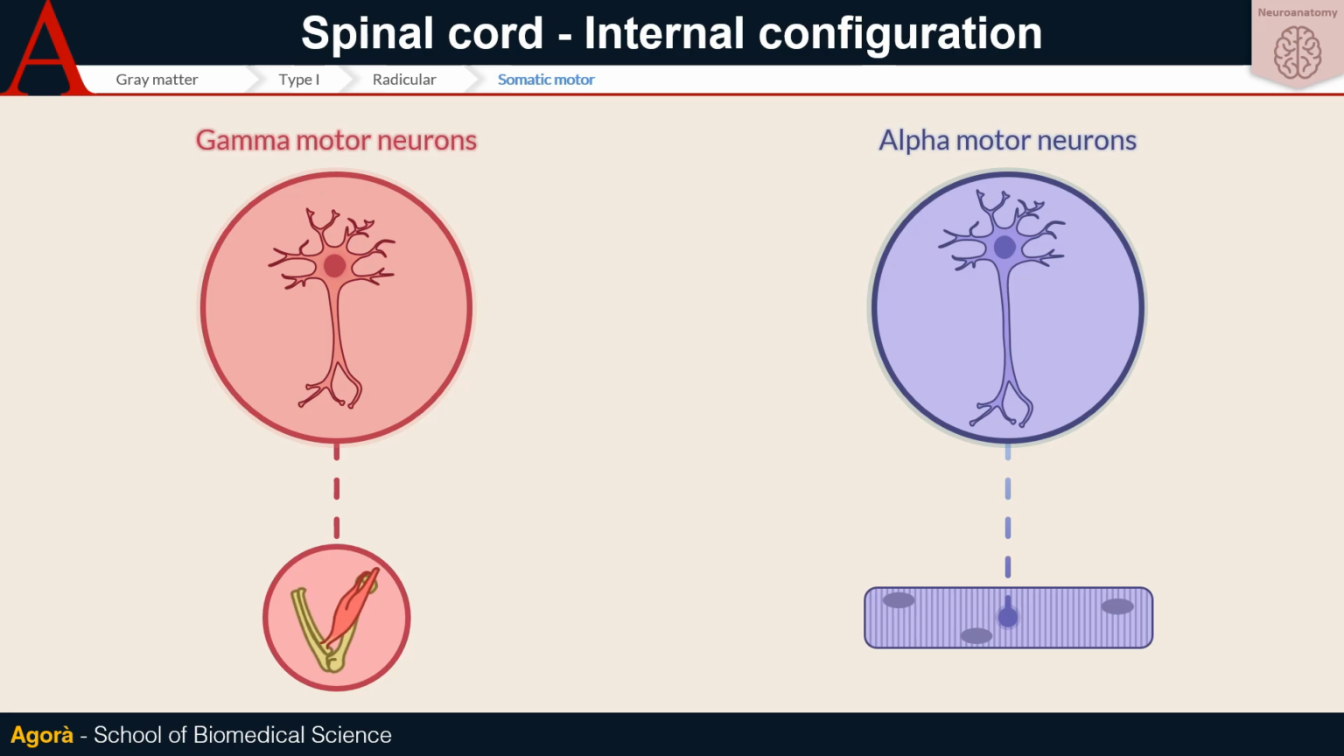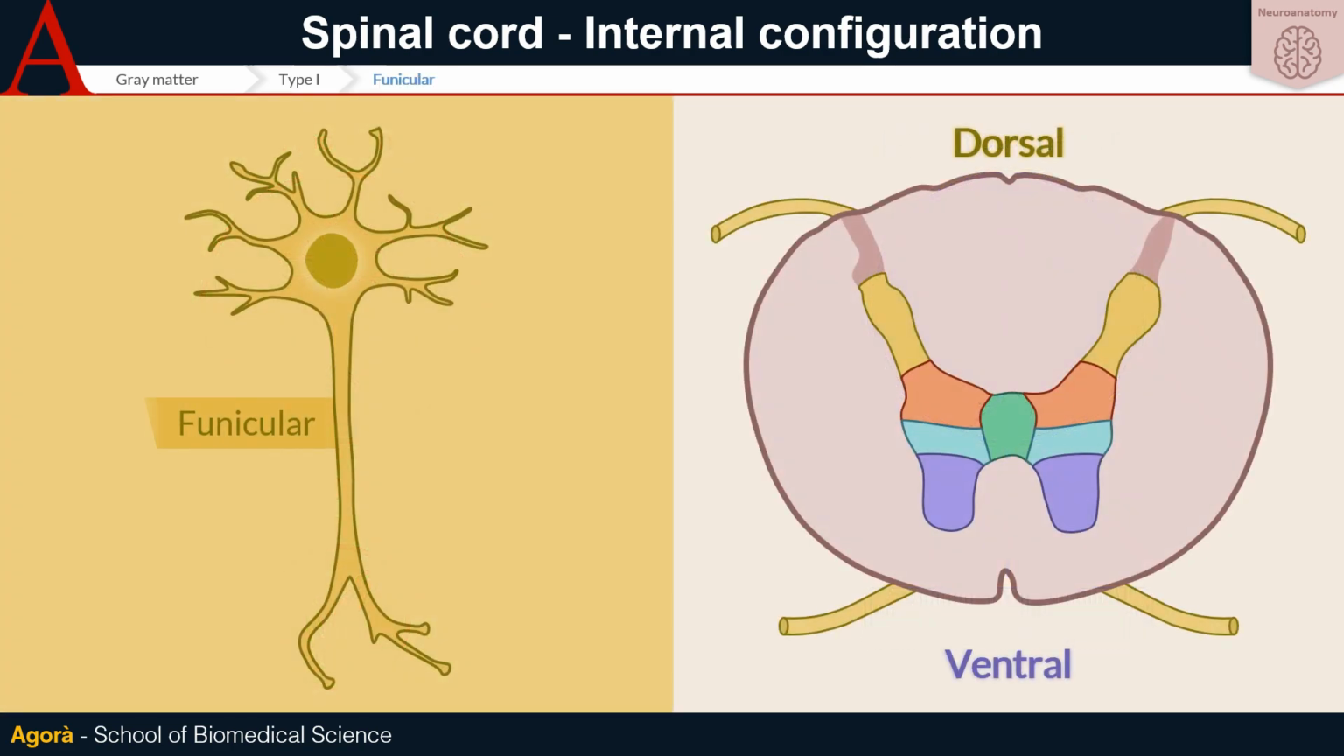These neurons are connected to somatic sensory neurons, forming reflex arcs, and to higher centers through descending bundles of fibers which make up the motor pathways. Then there are the funicular neurons.